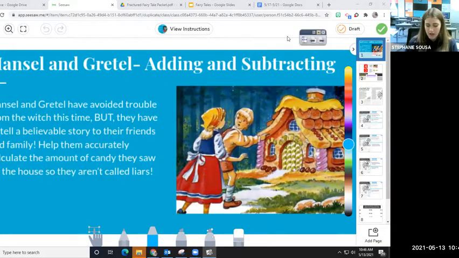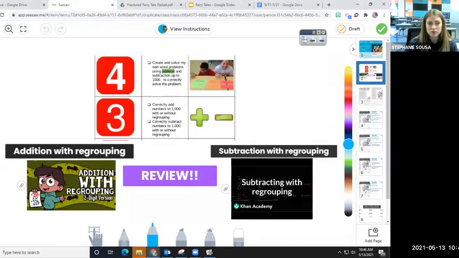All right. Hansel and Gretel adding and subtracting. Hansel and Gretel have avoided trouble from the witch this time, but they tell a believable story to their friends and family. Help them accurately calculate the amount of candy they saw in the house so they aren't called liars. Hop to slide 2, please. We are reviewing addition and subtraction.